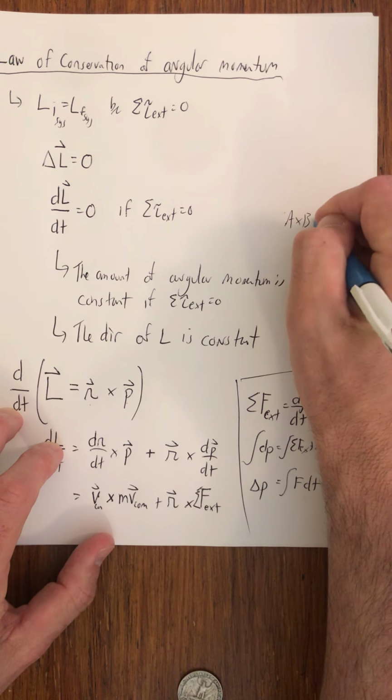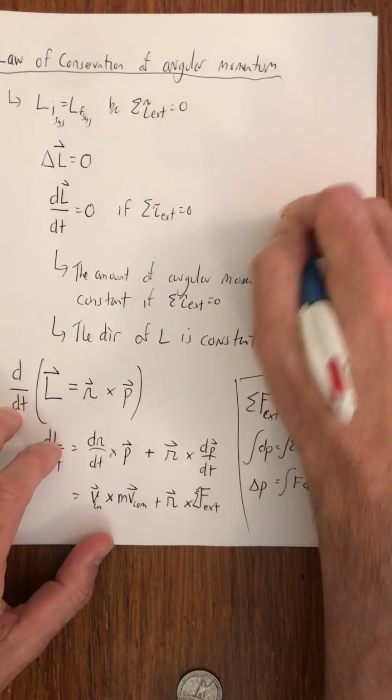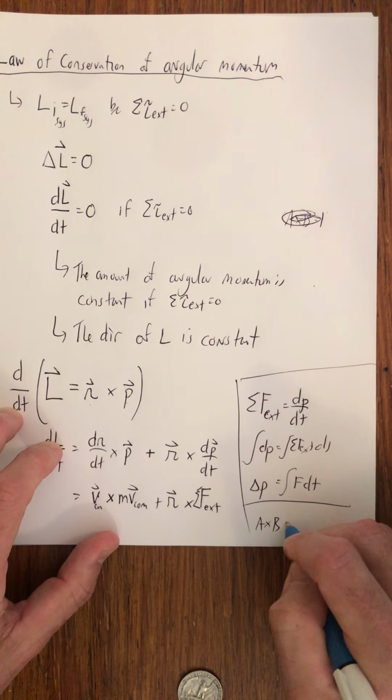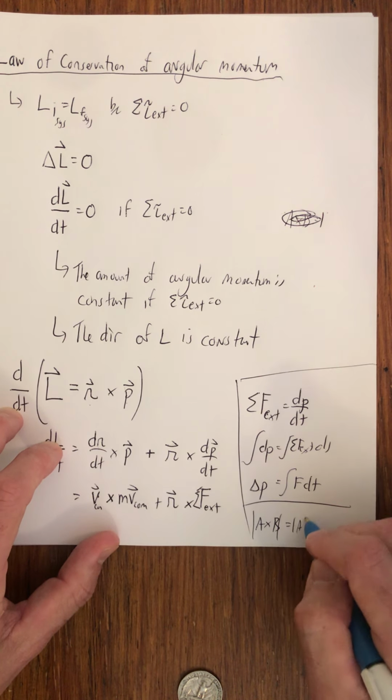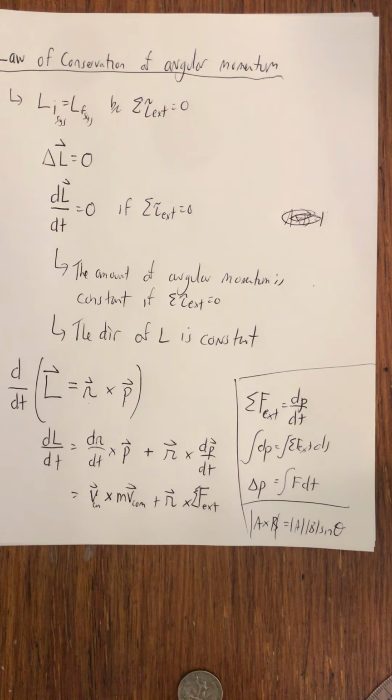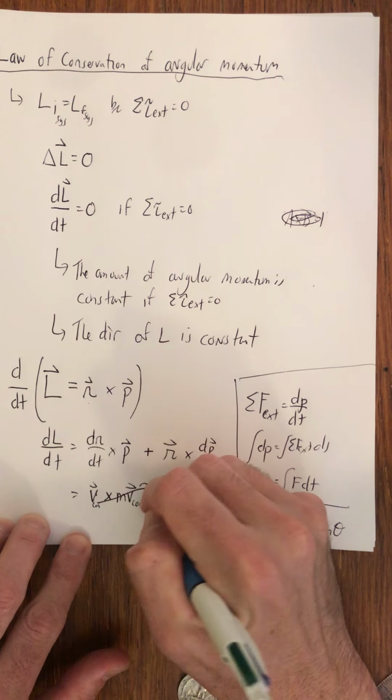A cross B, or the magnitude of A cross B, is also equal to magnitude of A, magnitude of B, sine of theta, where theta is the angle between A and B. Well, by definition, the angle between VCOM and VCOM is going to be 0, so I'm going to have AB sine 0, and so that's always going to be 0, so this entire term zeroes out.